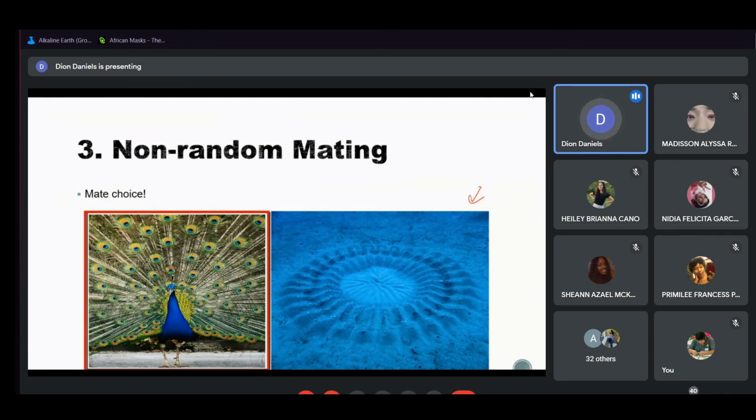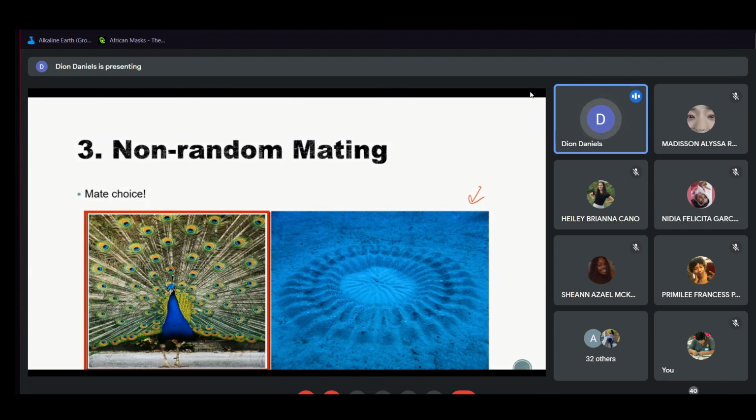This is an example that you may not have seen too much before. This is an example of an aquatic creature that makes these patterns in the sand. And it makes these patterns in the sand in order to attract a mate. So it's almost like sand art.